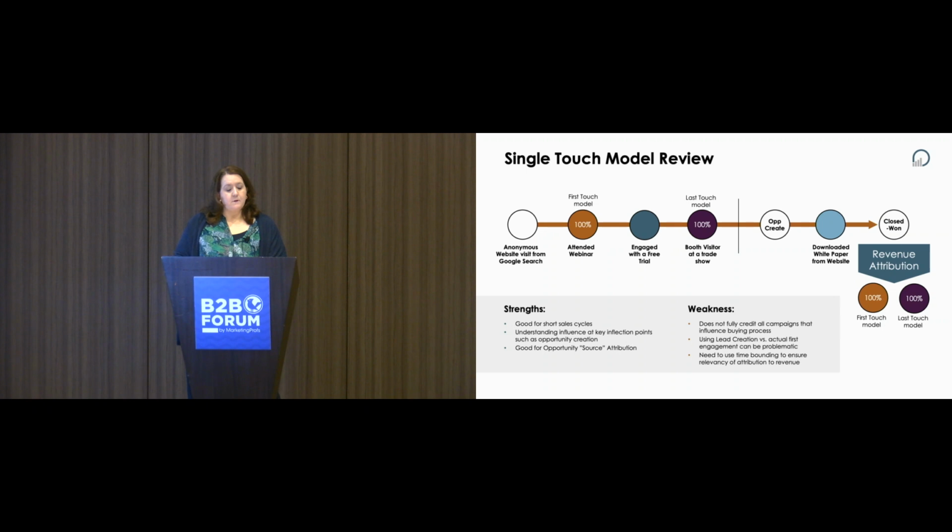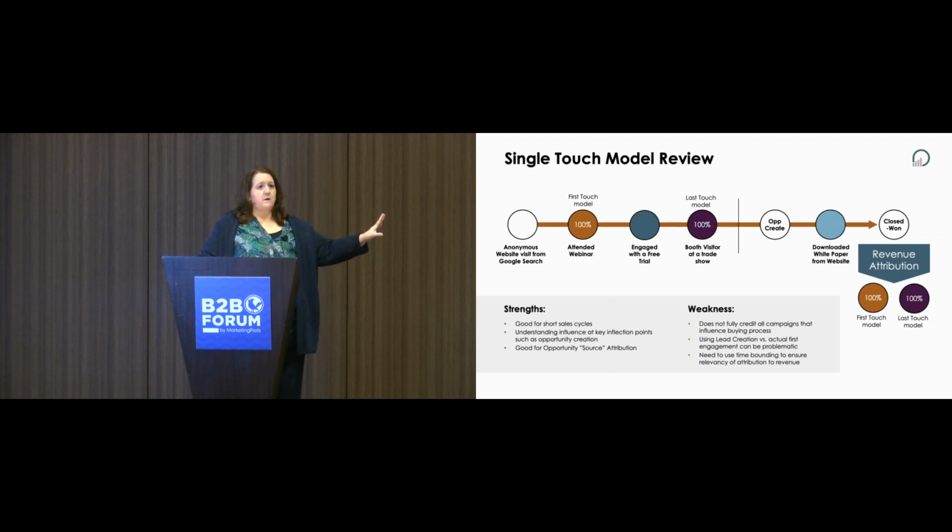All right, so now we're going to talk about single-touch models. The basic idea of a single-touch model is that 100% of the attribution goes to a single touch point. And you can pick any touch point along the buyer's journey that you want to be able to understand the attribution with. I have 2 examples here. The first one is the first touch model. And this allows you to understand the source of leads that become opportunities. Obviously, to answer this kind of question, you might want to be able to include those anonymous website visits. And if you can, then the first touch point would be this Google search and not the webinar.